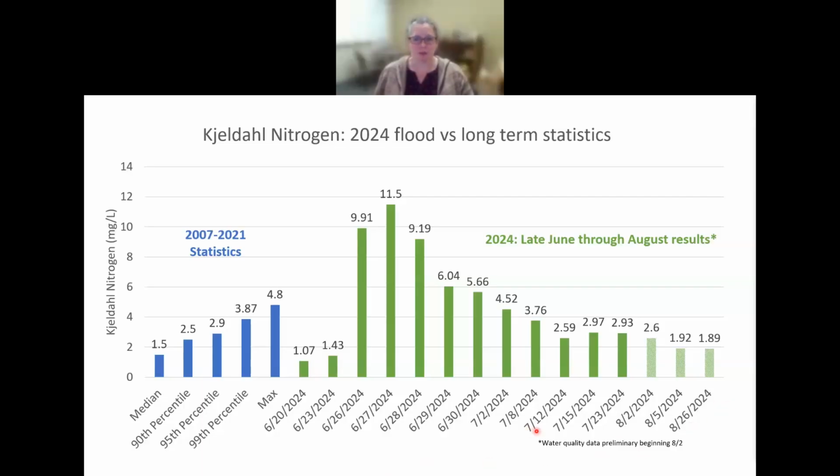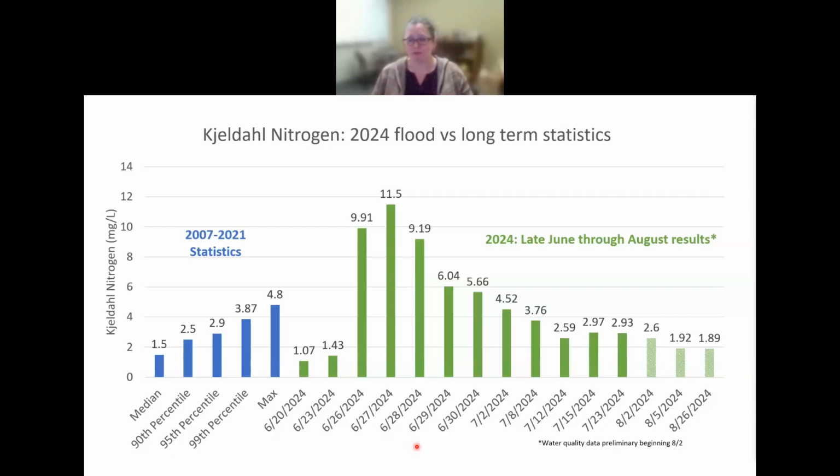The data doesn't go quite as far. We're still trying to finalize that data, but you can see that this peaked a little bit later than total phosphorus and total suspended solids, up at 11.5 milligrams per liter compared to the max that we ever measured, which was 4.8. So this is significantly, again, higher than we would expect. So there's a lot of nutrients and sediment built up behind the dam. So when the water was released, we definitely are seeing that in our results coming down the Blue Earth River.